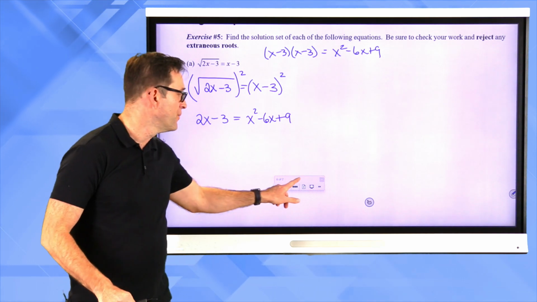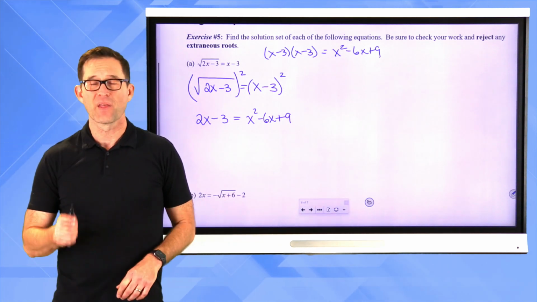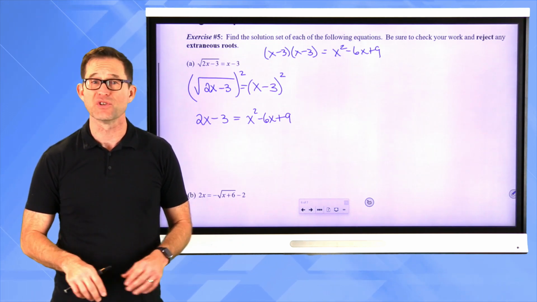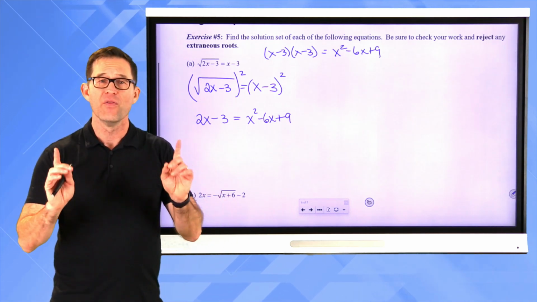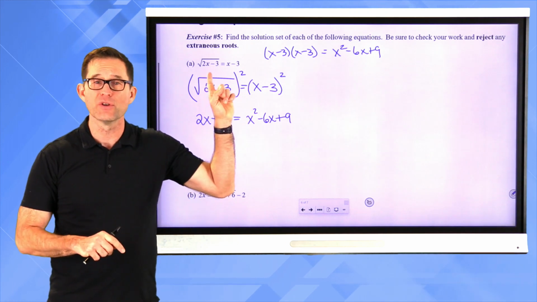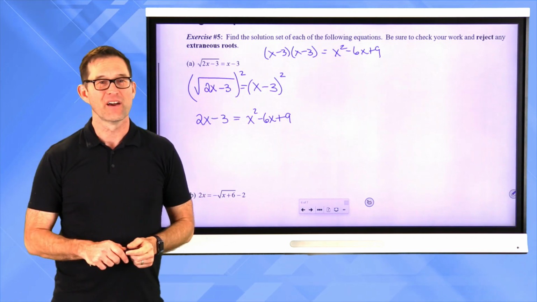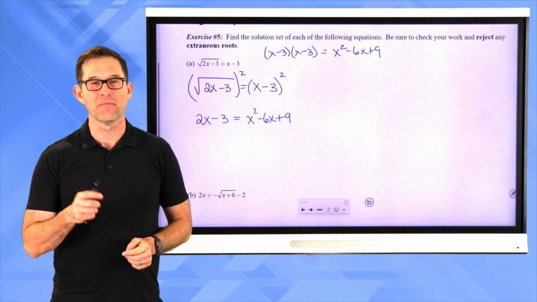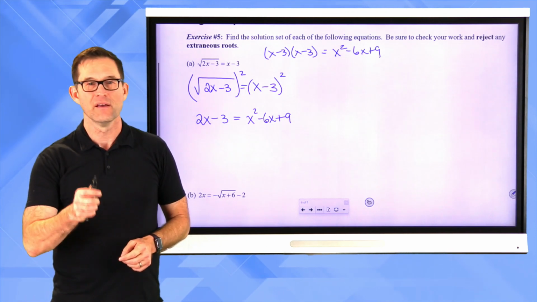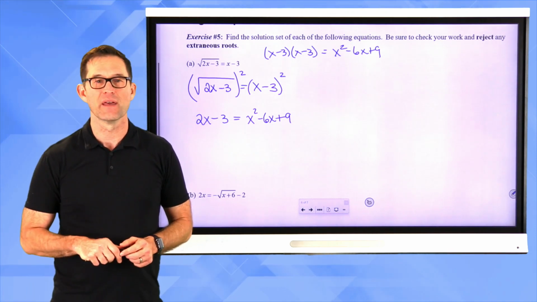So I'd like you to pause the video right now and see if you can find the solutions. And once you have them, check them in the original equation. Now, you've got a handy dandy graphing calculator that can make that check awfully easy. So pause the video now and see what you get.